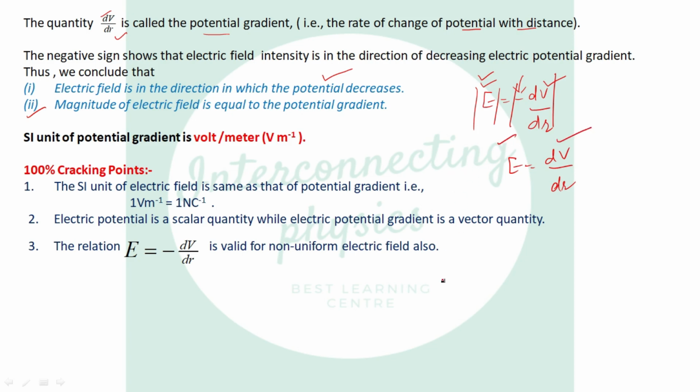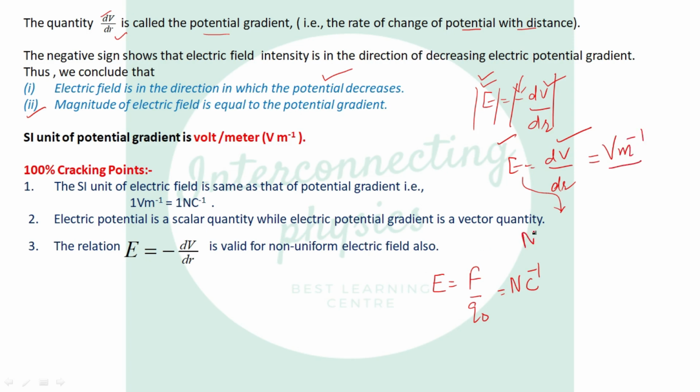Now you know what the SI unit of electric field is. Electric field was force divided by test charge, so the unit is Newton Coulomb inverse. And from here, potential is measured in volt and distance is measured in meter, so it is volt meter inverse.